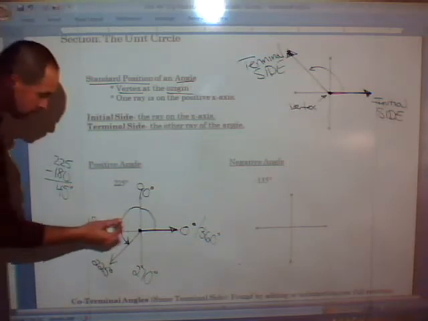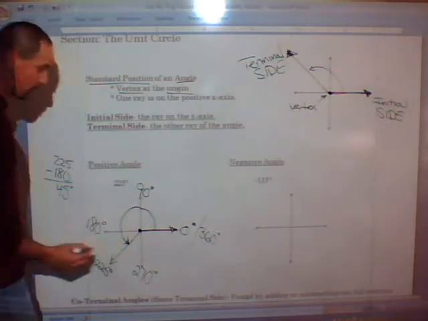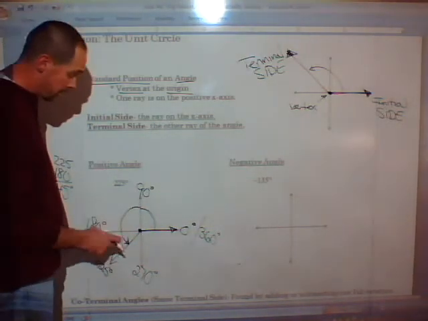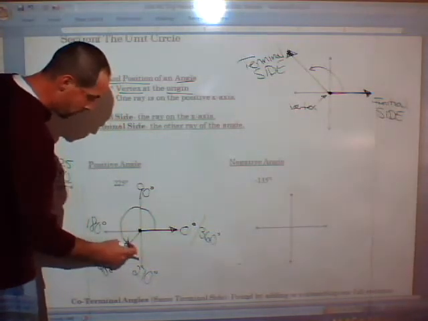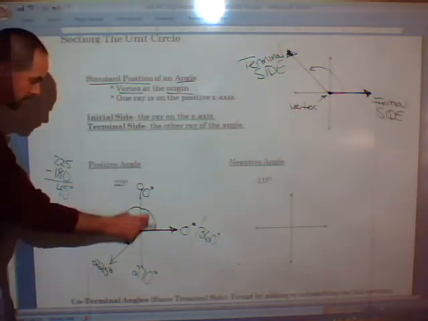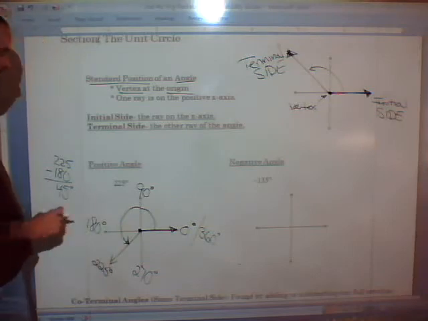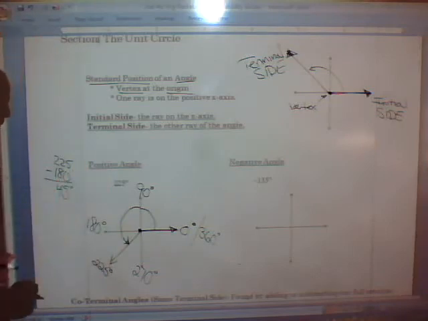Now when you're sketching these angles, make sure you draw an arrow that represents the direction in which you're headed, because this angle here will be different than this angle coming the other direction. So we're going to need to know which direction we're headed. We'll talk about this one a little bit more here in a second.